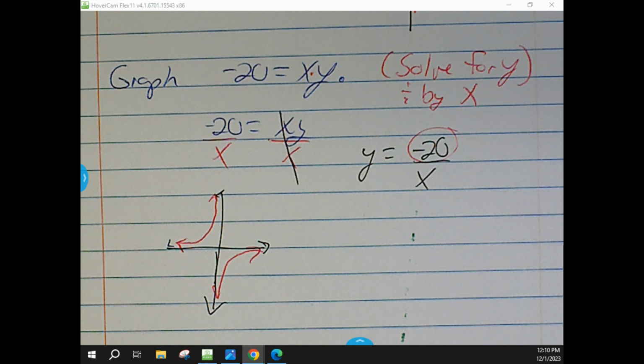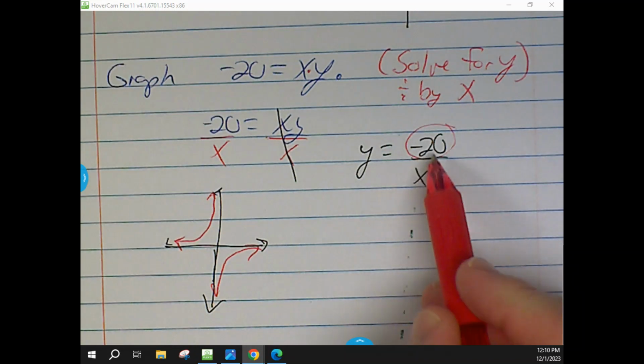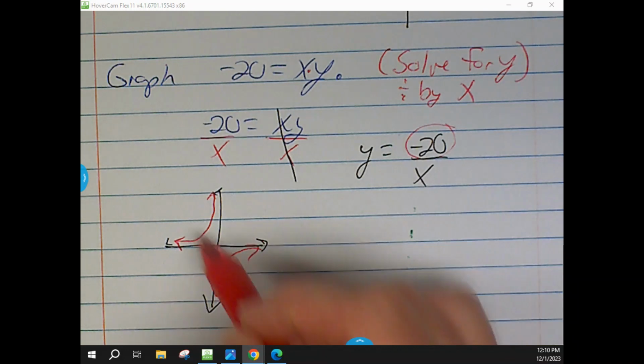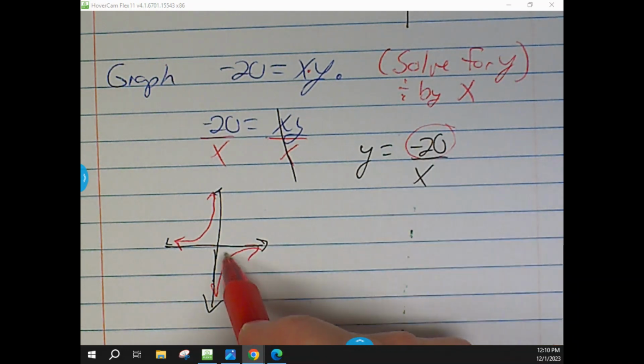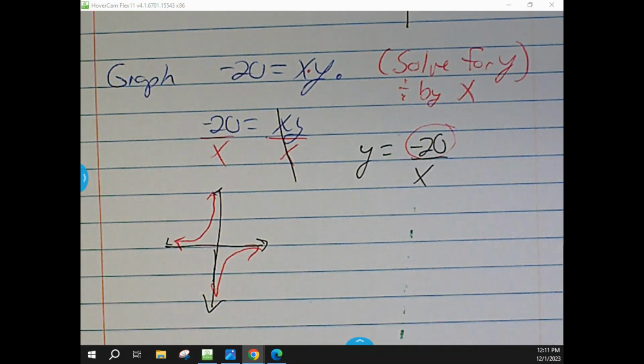Okay. Again, it doesn't matter if this is -20, -2, -2000. It's always just going to be here and here for these two graphs. Basically, what the number does when you change it is change how far away it is from zero a little bit, but they'll always look like those two things there.